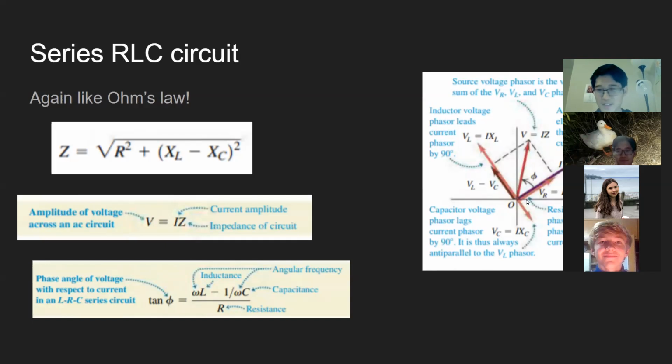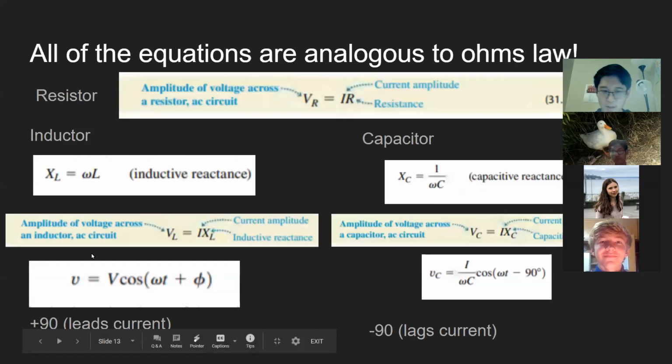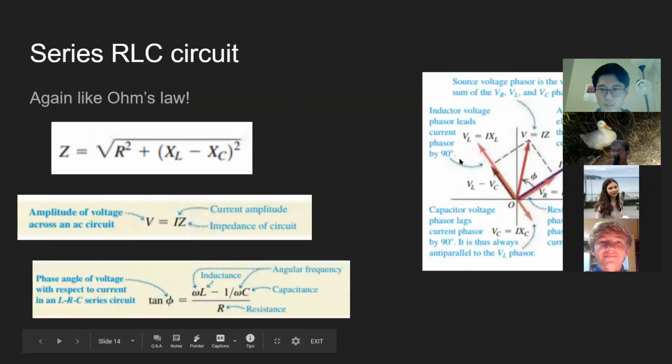But anyways, the reason I was bringing it up is because you see that one of the vectors is leading the current, and one of the vectors is lagging the current, and that corresponds with this 90 degrees lead and 90 degrees lag. But anyways, you can use that to calculate impedance. Impedance Z is equal to this. And again, it's Ohm's law, right? You have V equals IR, V equals IZ in this case. Z is the impedance, all right? So just memorize these equations.